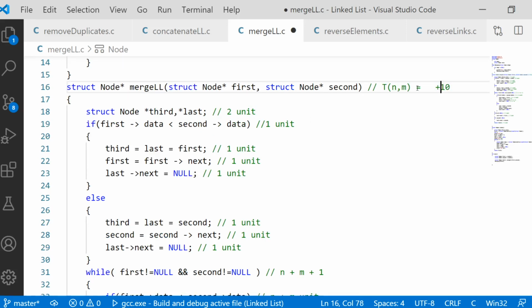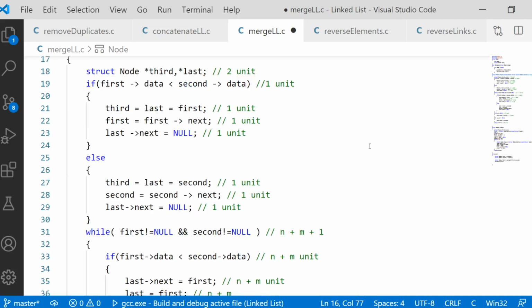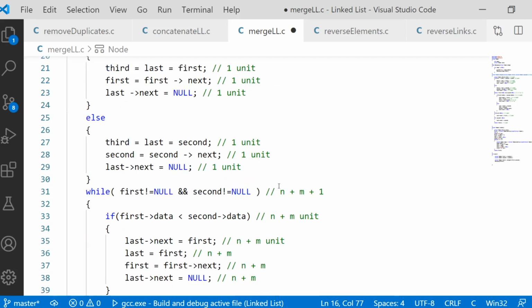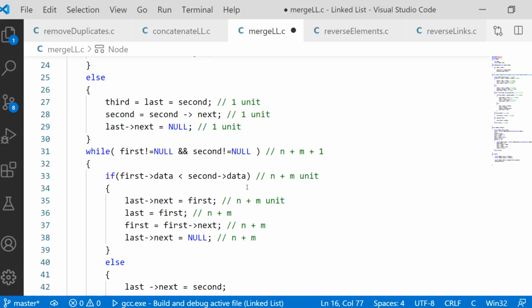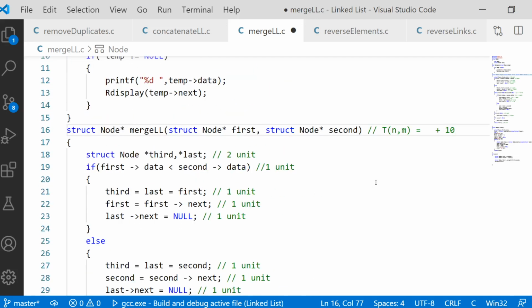Now what about the remaining n units? How many n and m are there? n: 1, 2, 3, 4, 5, 6. 6 n is available. Similarly, 6 m is available. So 6 of n plus m, because n appears 6 times and m also 6 times. So 6 of n plus m plus 10.